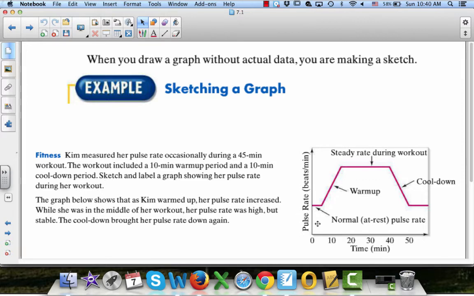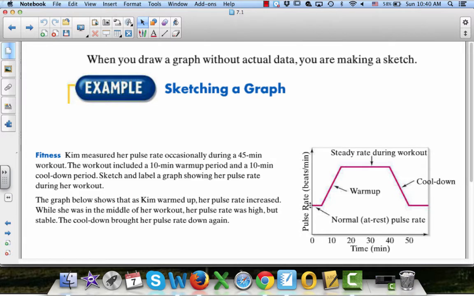So, we put time on the bottom, we put pulse rate on the left, and what we want to know is the workout included a 10-minute warm-up period. Okay, here we go. Right here, she's at her regular resting pulse rate. You don't start at zero, because if you start at zero, that would indicate that her pulse rate was zero. And if her pulse rate was zero, she would be dead. That's right. So her pulse rate starts up around wherever. Hers could be 40, 50, 60, 70. Depends on her conditioning and her age and things like that.